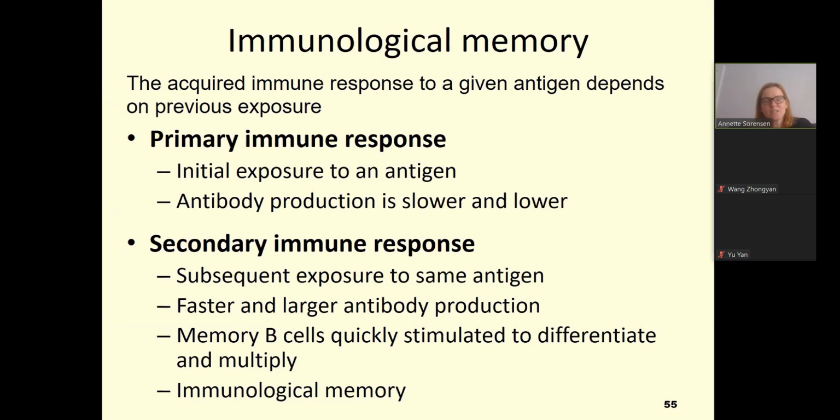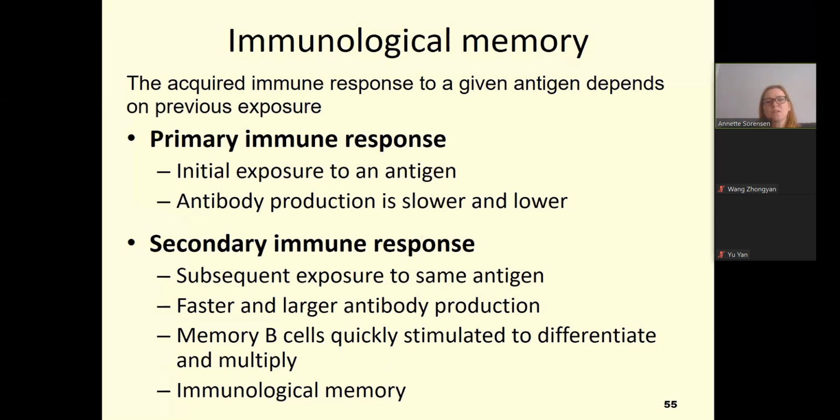So that is the reason why the first time you're infected with a virus, for example, you might get ill as the immune system is fighting the virus. But the second time, if you're exposed to the same one again, you get a very fast and very high antibody production, which means that you very often will have no symptoms. So your immune system is very quickly getting rid of it before it actually develops into disease. And this is because of the memory B cells. The memory B cells are very quickly stimulated to differentiate and multiply.